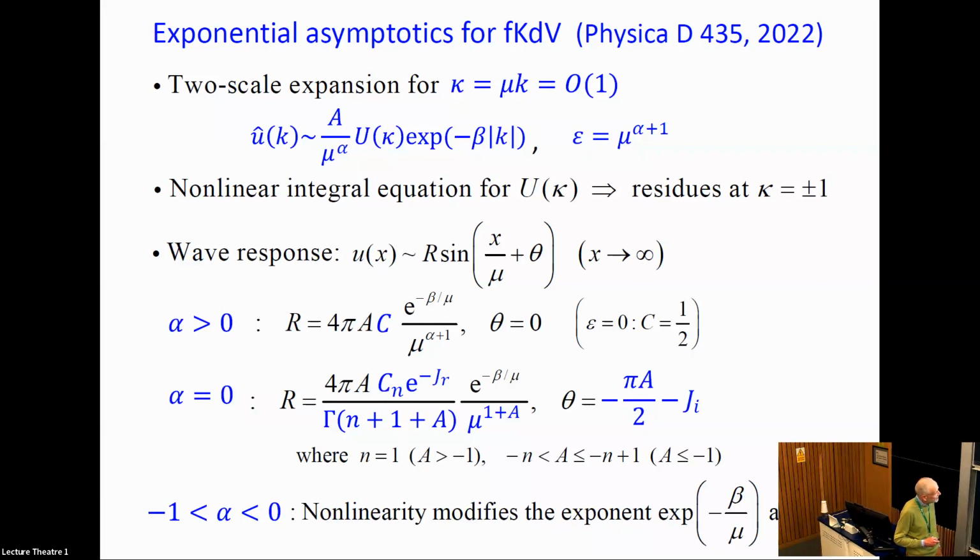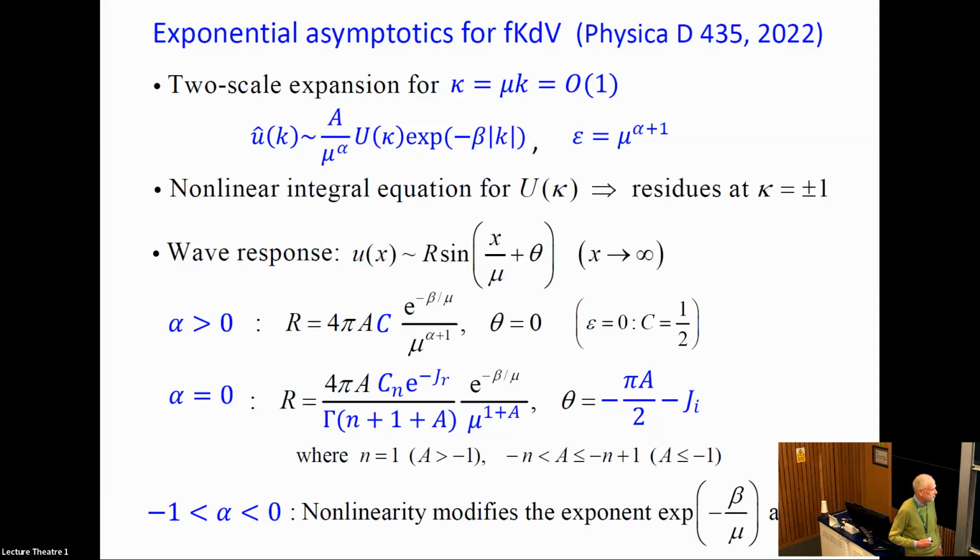What is in black here is the same as the linear response. So for epsilon equals 0, this parameter c is 1/2. This is the linear response. But from this nonlinear integral equation, when alpha is positive, they see some other number, which is bigger than 1 or less than 1. So you change the amplitude by order 1. More interestingly, when alpha is equal to 0, the amplitude is modified in a more crucial way.